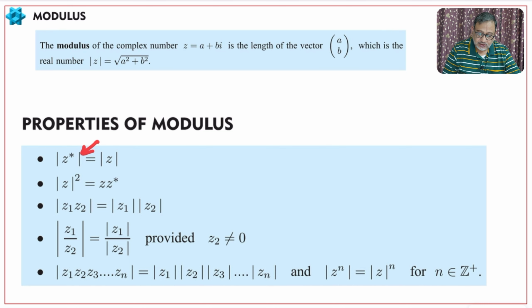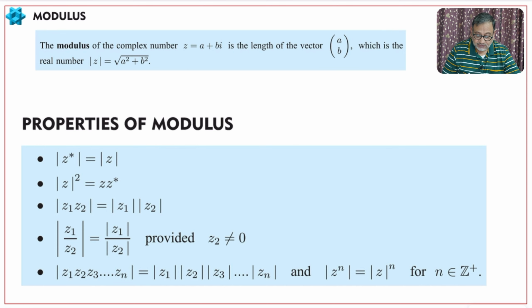Now properties of modulus. Modulus of z conjugate is the same as modulus of z. Modulus of z squared is the same as z times z conjugate. Modulus of z1 times z2 is the same as modulus of z1 multiplied by modulus of z2. Then modulus of z1 divided by z2 is the same as modulus of z1 divided by modulus of z2, where z2 is not equal to 0, of course.